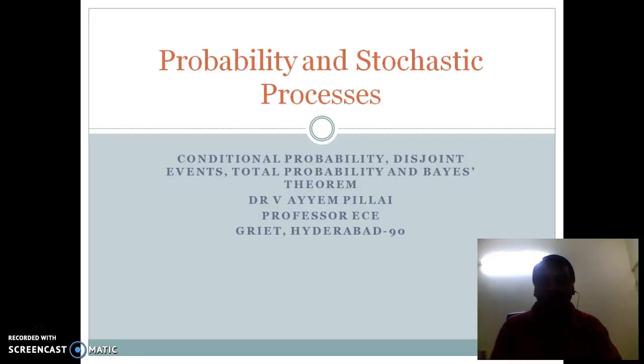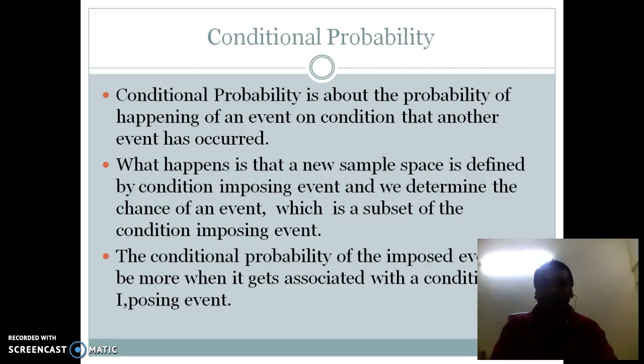Probability and stochastic processes. In this lecture, we will see conditional probability, disjoint events, total probability, and Bayes theorem. I am Dr. V. Ayambillai, Professor, ECE, GRIT, Hyderabad. First, let's see conditional probability.